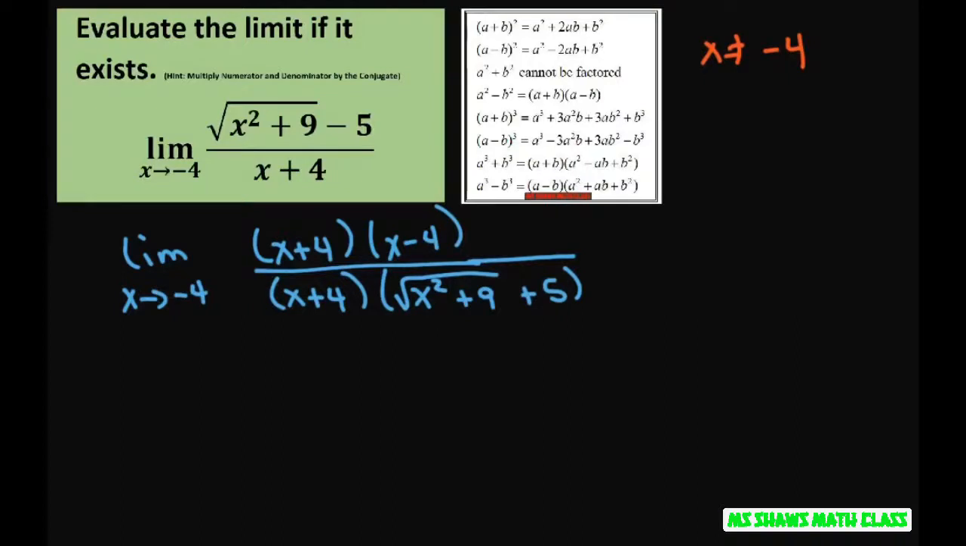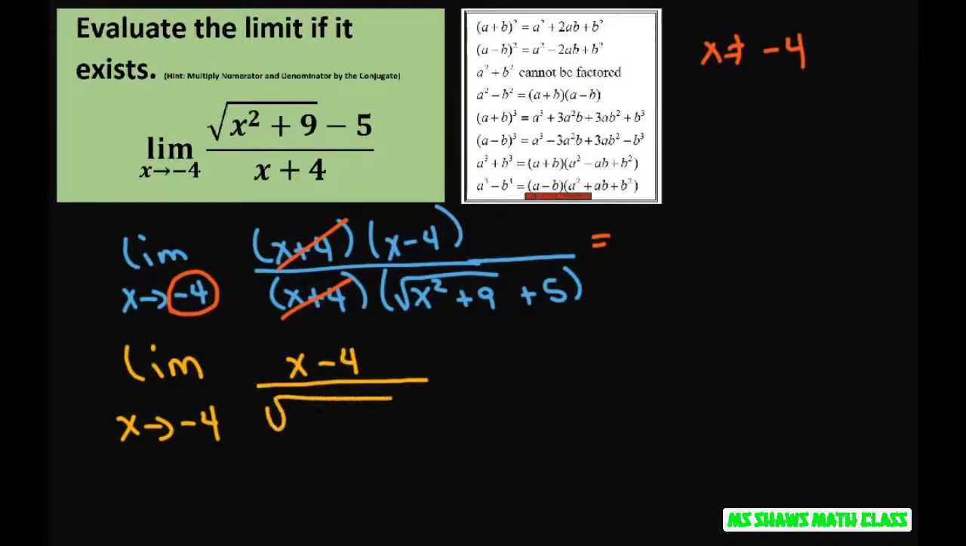Okay, so since we're dealing with limits, we're just trying to see what happens when it gets close to -4. So we have a hole here at -4. So when you rewrite this, please write it with the limit, because the limits will be the same, but the equations are different. So now we have x minus 4 divided by square root of x squared plus 9 plus 5. Okay, these are not the same. This one, the domain is all real numbers. But the limits will be the same.